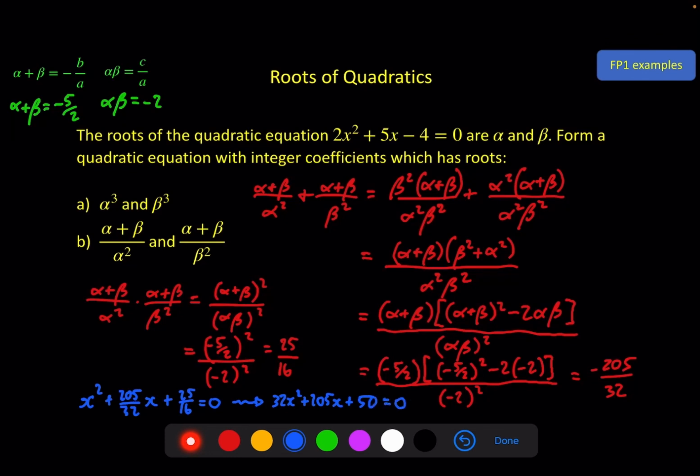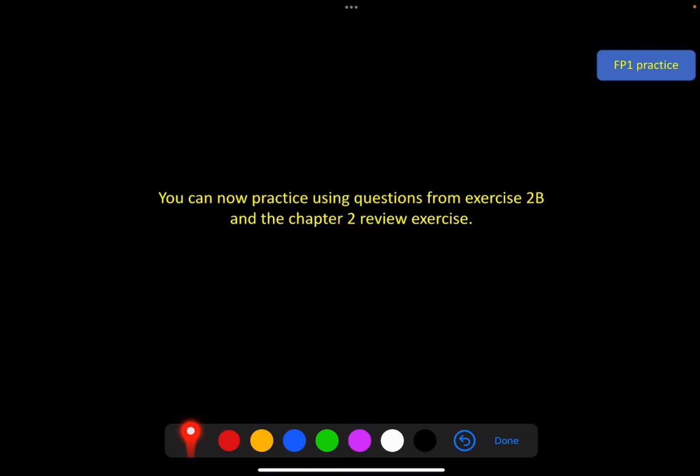And there we go. Very similar process every time. The difficulty and the change from question to question is what manipulation and how complicated it is in order to find the sum of your two new roots in terms of your old roots, sum and product. And I hope that is enough now for you to have a go at the questions from exercise 2B for questions like those in this video, and then the Chapter 2 review exercise to review all of this work in Chapter 2. And maybe I'll see you in Chapter 3.